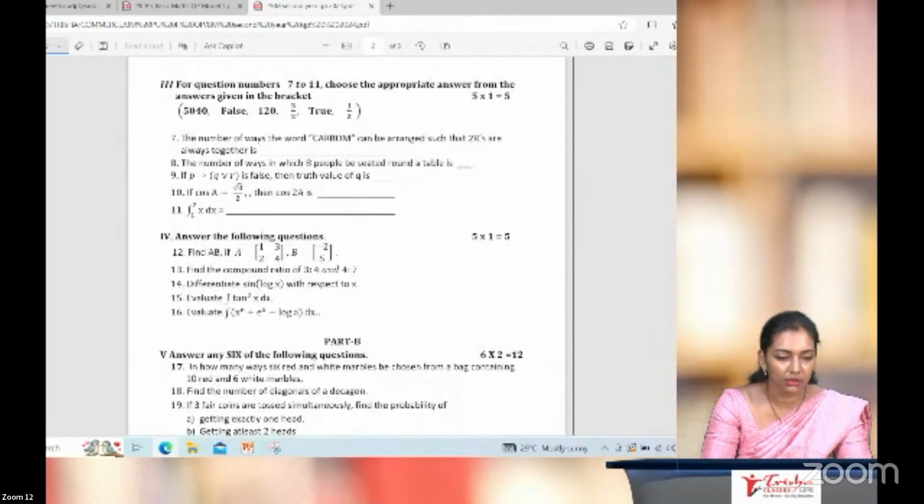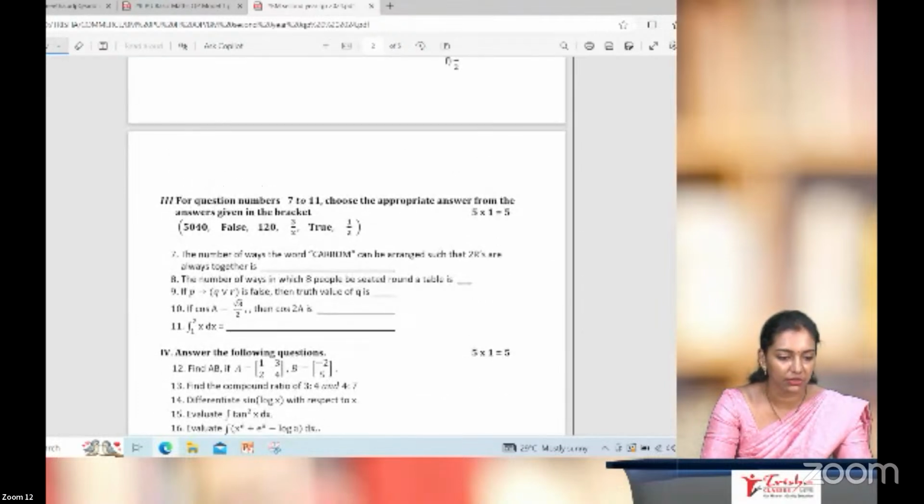Next is the 1 mark questions, 20 of them. They are distributed into 5 MCQs, 5 fill in the blanks, 5 one-markers, and 5 match the following. So they have really made it easy. In the fill in the blanks you can actually see the answers there itself. So without solving, few questions you can guess the answers.